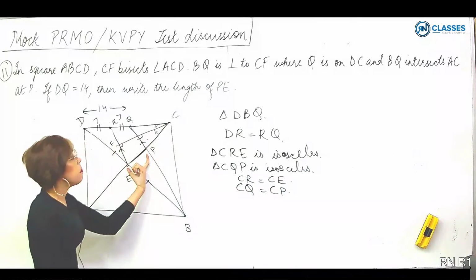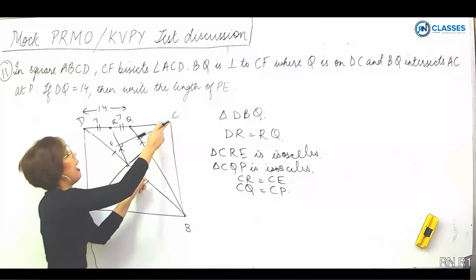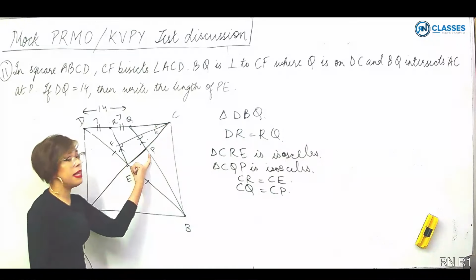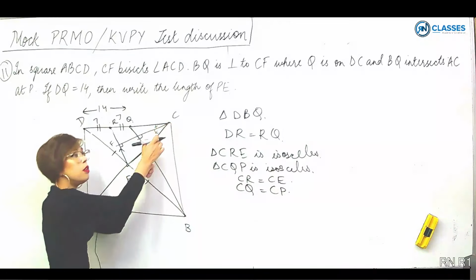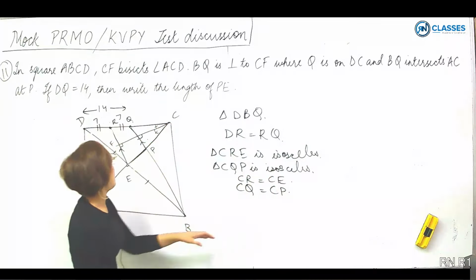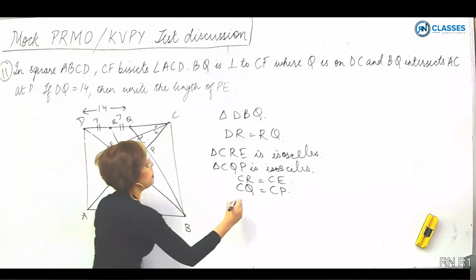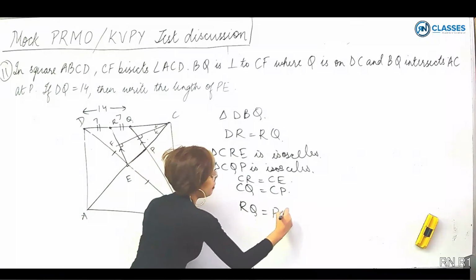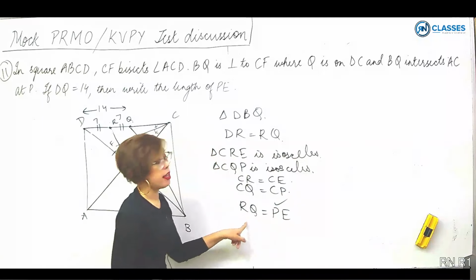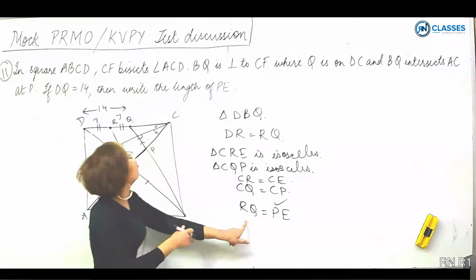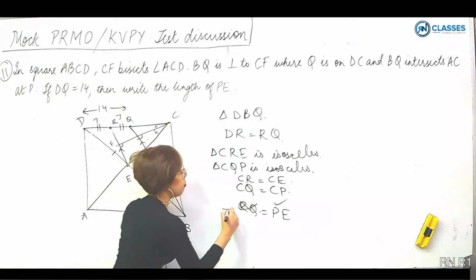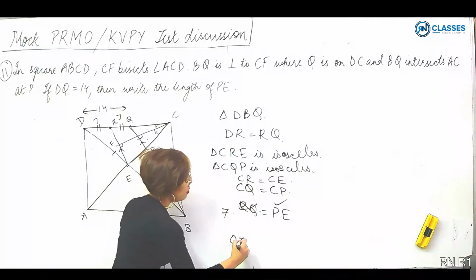But I am interested in PE. I have involved CE, I have involved CP, but I want PE. So that means I can subtract the two. So I can see that RQ is nothing but PE. Now I want the length of PE, I should know the length of RQ. And I know that RQ is 7. So the answer is 7.